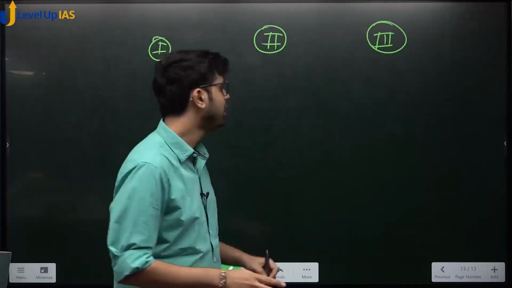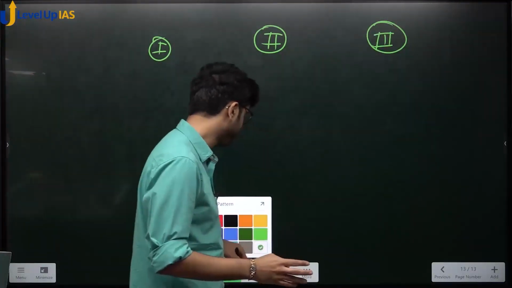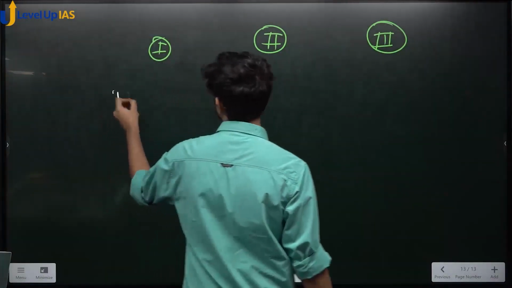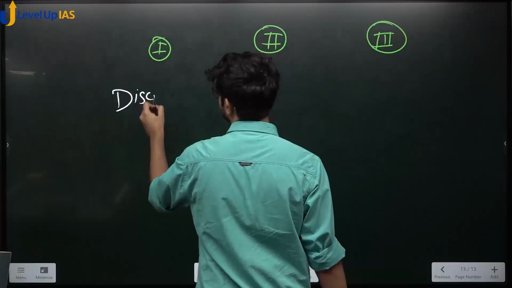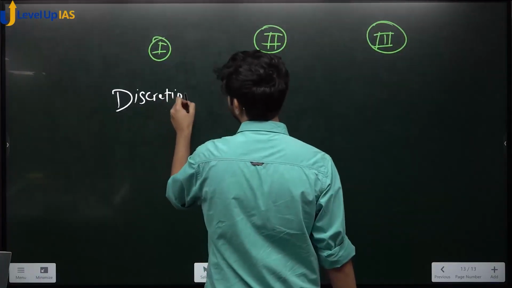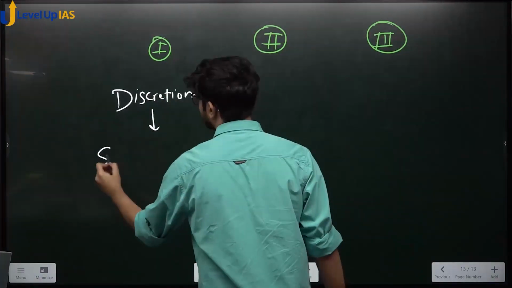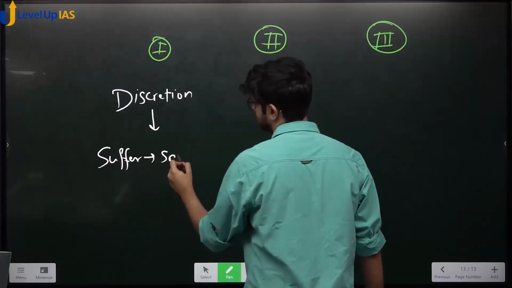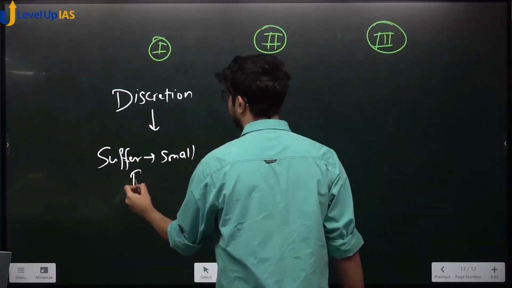So this was the earlier regime, when this discretion used to happen a lot. So we can say in the first scenario, the bank is using discretion. Who is suffering here? Small borrowers. Okay?